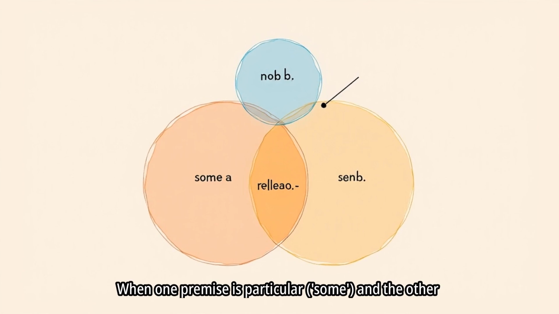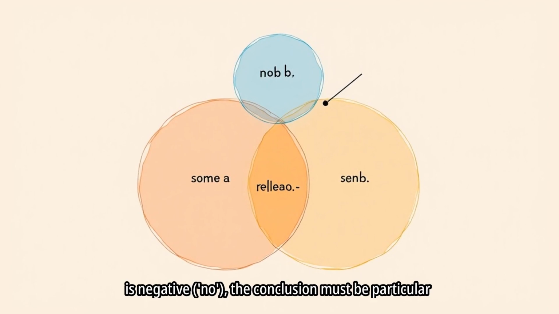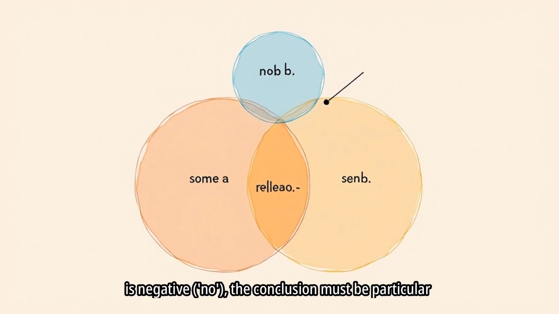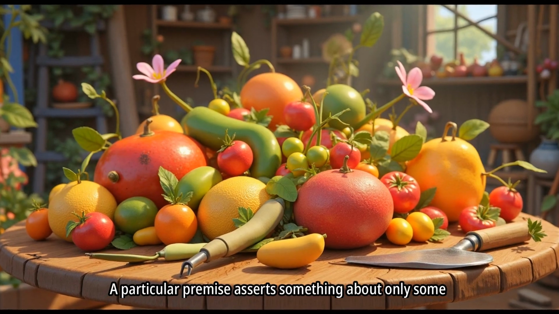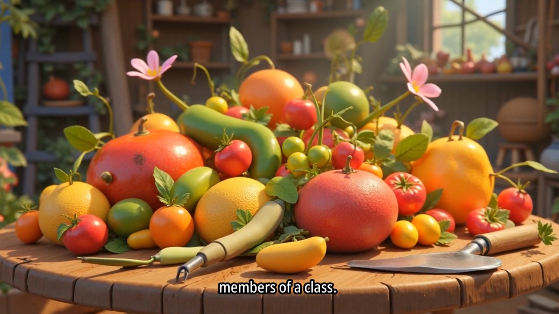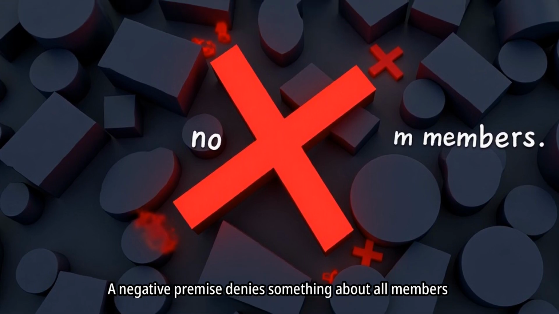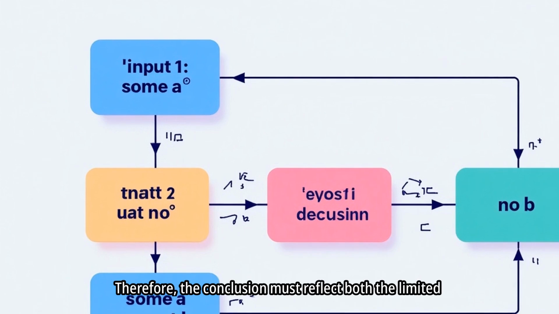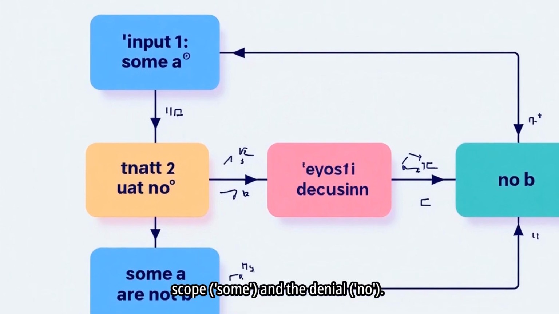When one premise is particular, some, and the other is negative, no, the conclusion must be particular and negative. A particular premise asserts something about only some members of a class. A negative premise denies something about all members of a class. Therefore, the conclusion must reflect both the limited scope, some, and the denial, no.